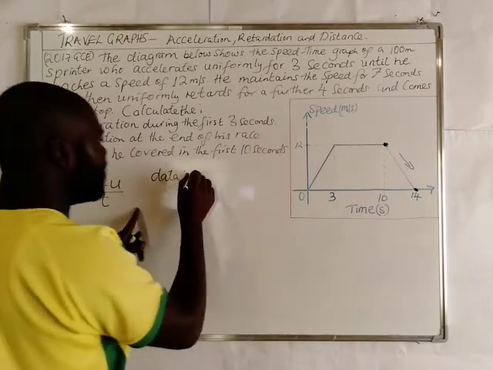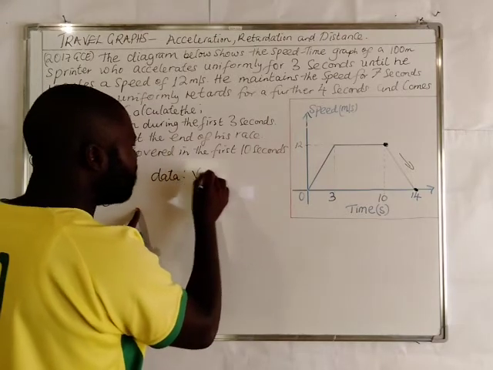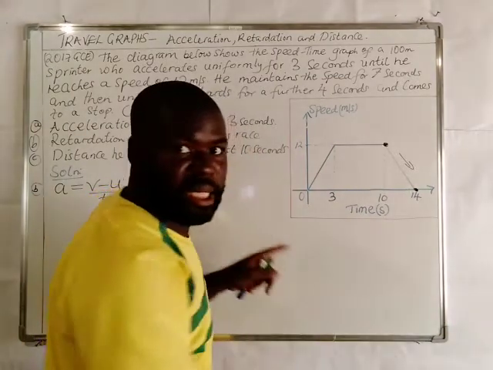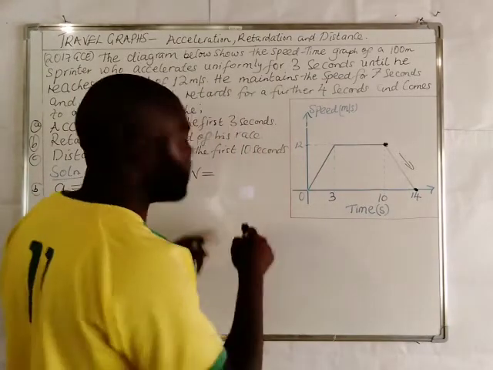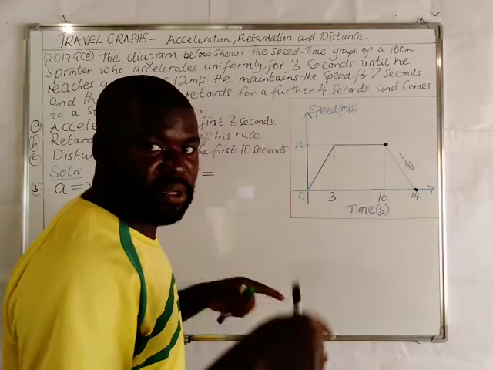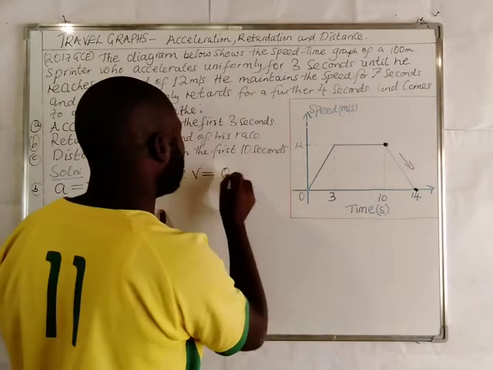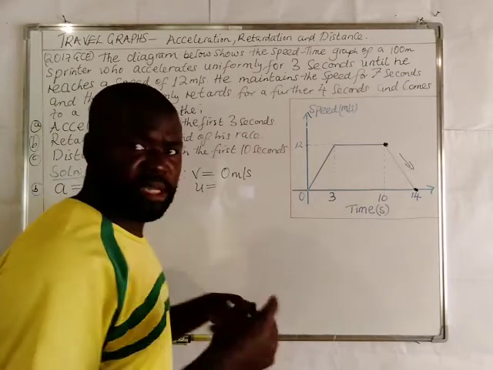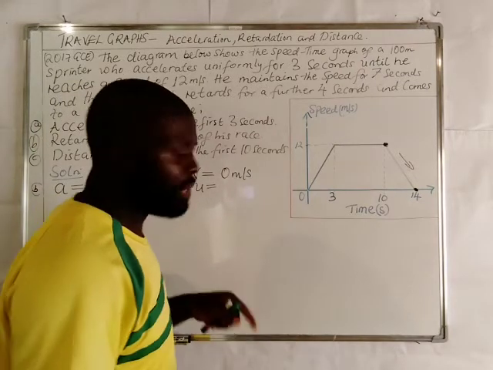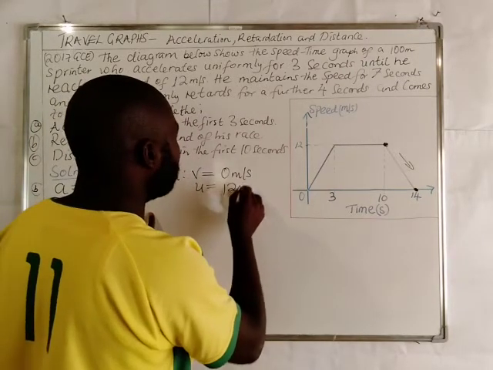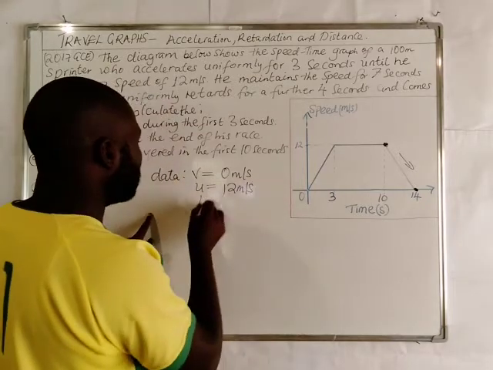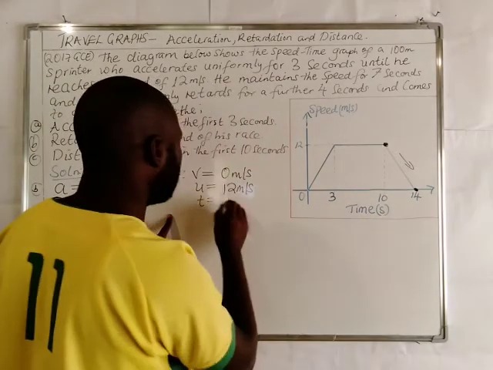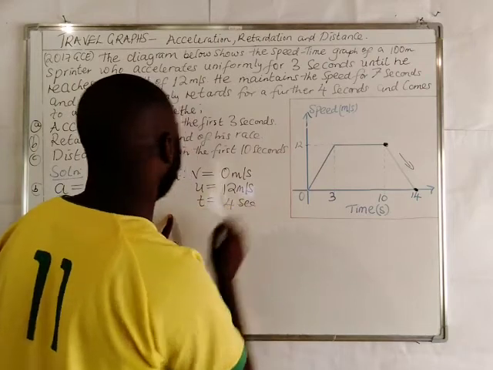So our data, our final velocity in our case will be the intended velocity, which is a stop, coming to a standstill, which is 0 meters per second. So our initial is the former speed before reducing speed, which is 12 meters per second. Then time, we are looking at 14 minus 10, which is 4 seconds.